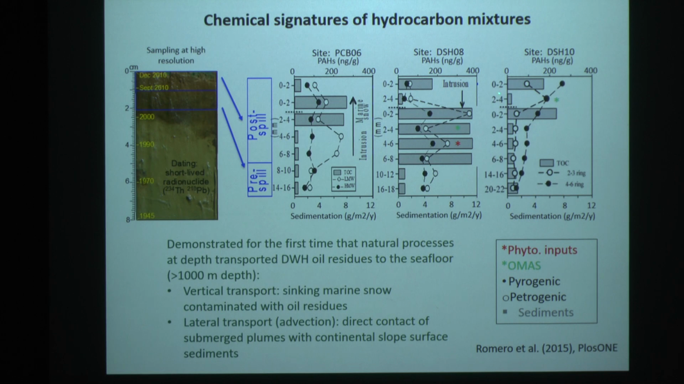When we look at these other sites, the distribution of the profiles is very different. So there is a larger sedimentation when there is an increase in the low and high molecular weight PAHs, as well as an increase in signatures in carbon-13, indicating there was a larger amount of algae material deposited on the surface of the sediments. This itself indicates that there was a vertical transport of sinking marine snow that was contaminated with oil.